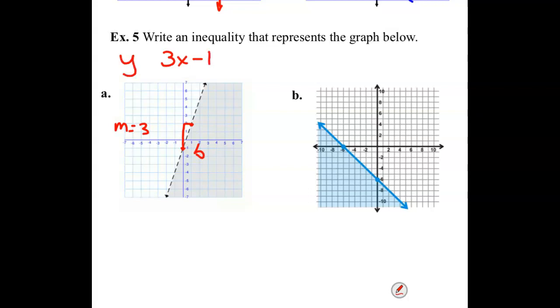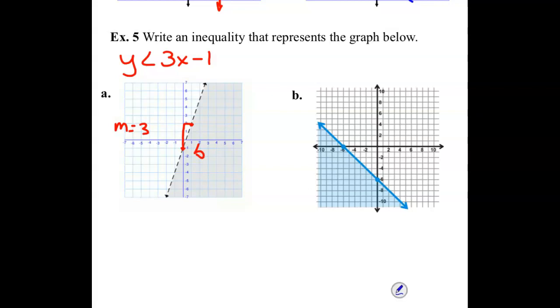All right, but it's a dotted line. So instead of an equal sign, I'm not going to have that. I'm going to have less than or greater than. And I look at the side that's been shaded. Since it's underneath, what does that tell me? Has to be less than. Okay? I'm going to pause the recording for a second. I want you guys to try the next one.